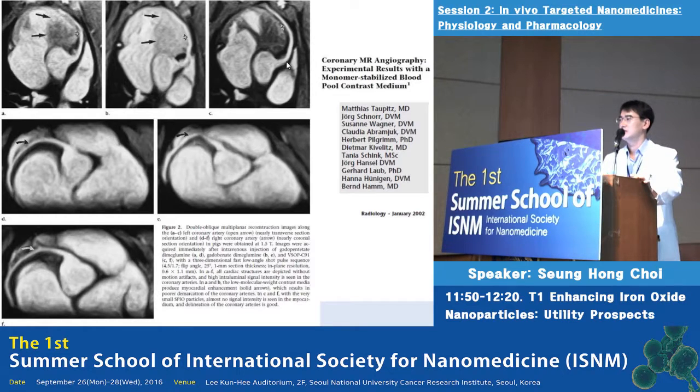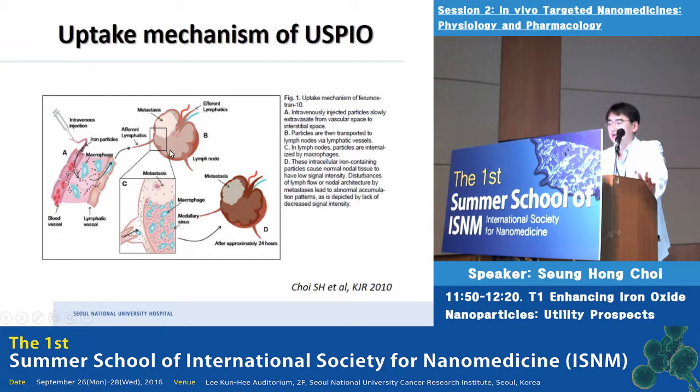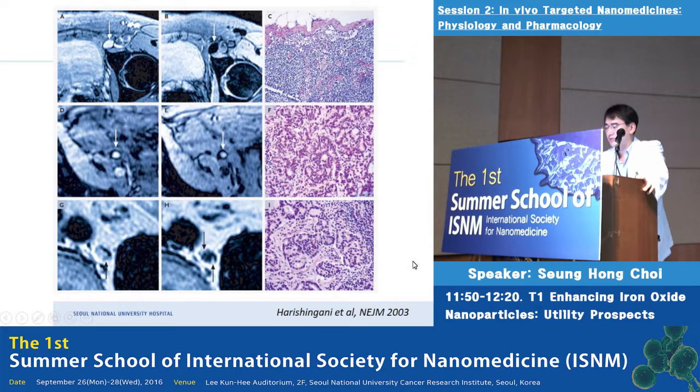Choi applied it for lymph node imaging because USPIO has lymphotropic characteristics. Actually, USPIO is taken up by lymph nodes, and a similar study in 2003 in NEJM was an amazing study. I think it made nanomedicine so popular at the time.